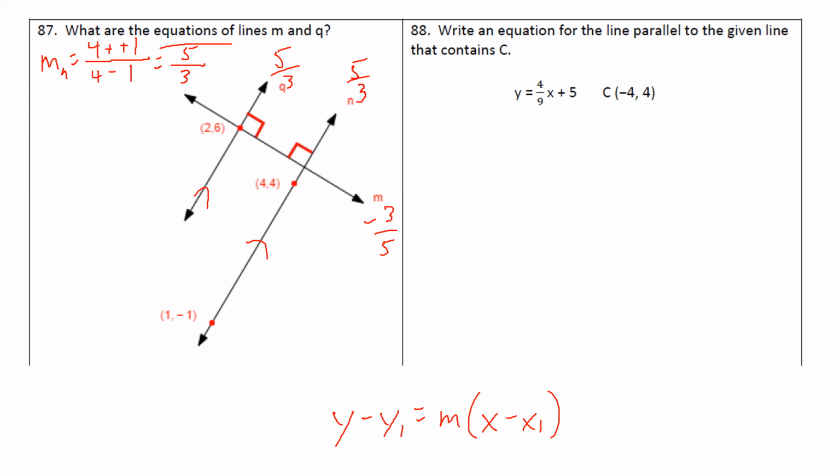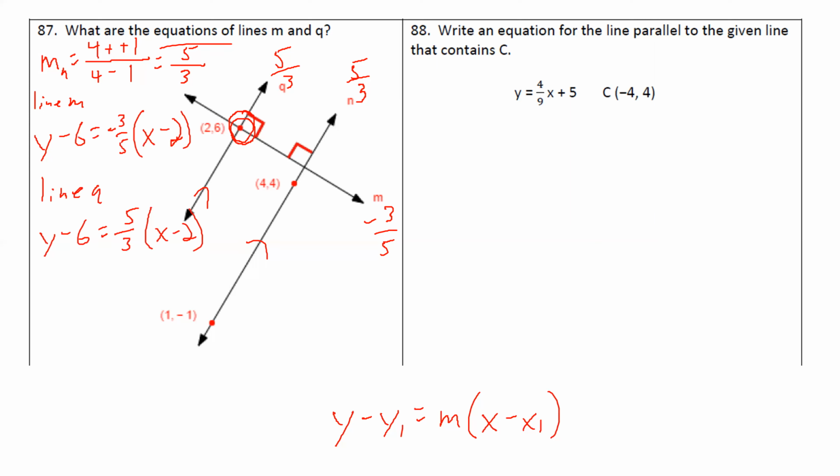So we have this 1 point, which is 2, 6 for both lines Q and M. So that's going to plug into our equation. Let's do M first. For line M, Y minus 6 equals the slope for line M, we said was -3/5, parentheses, X minus 2. The other equation for line Q, it's the exact same thing except the different slope. Y minus 6 equals 5/3 times X minus 2. Those will be our 2 equations.